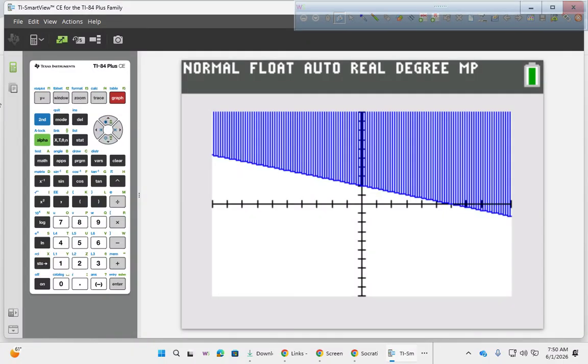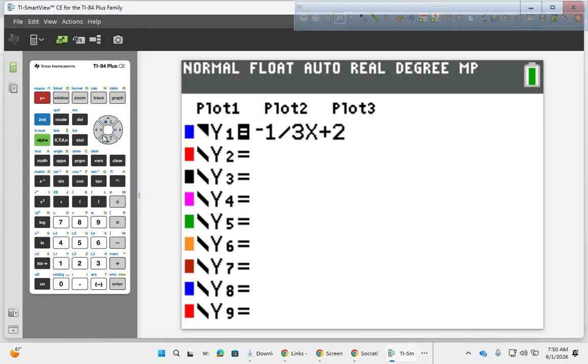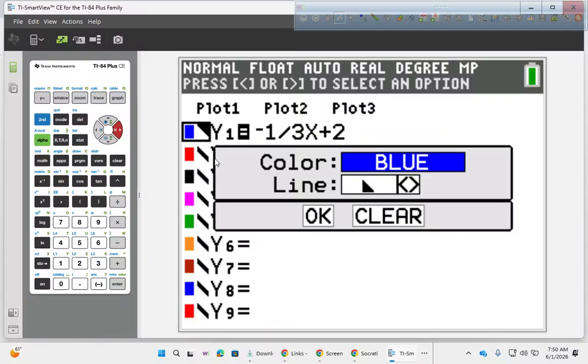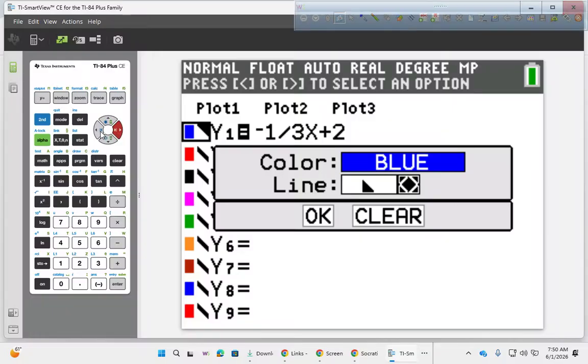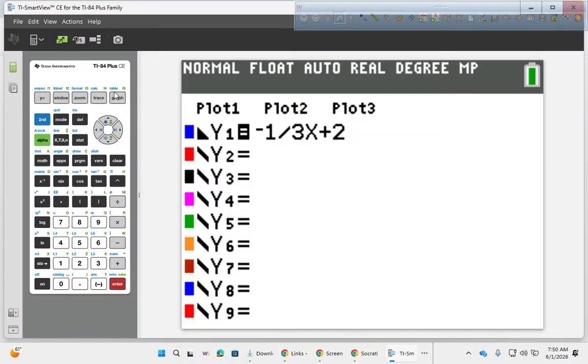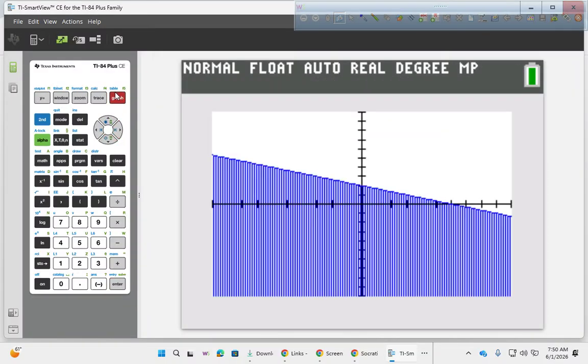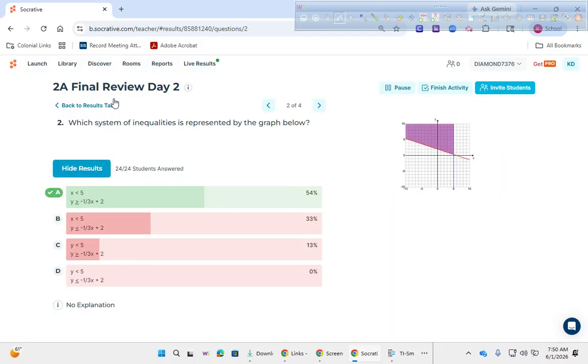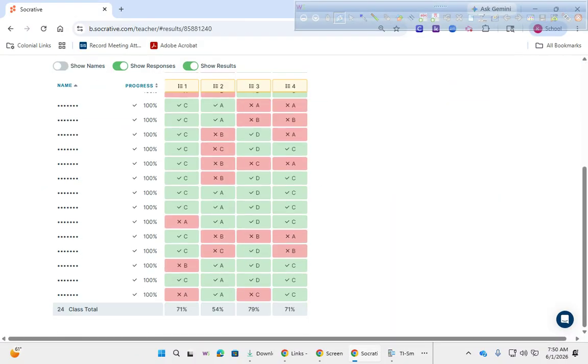Whereas if I go to the y equals screen and I change this to below, which was what B had, it was the less than, you can see that that one goes down. So it's the greater than symbol. The other ones look pretty good here. Not bad.